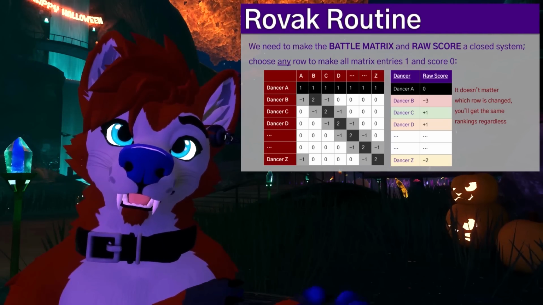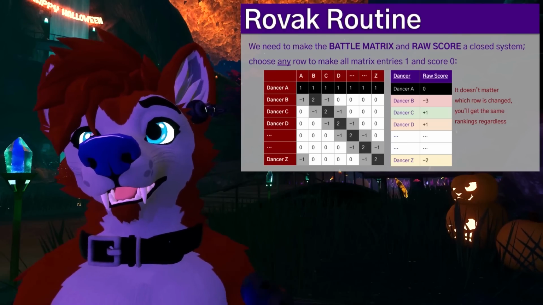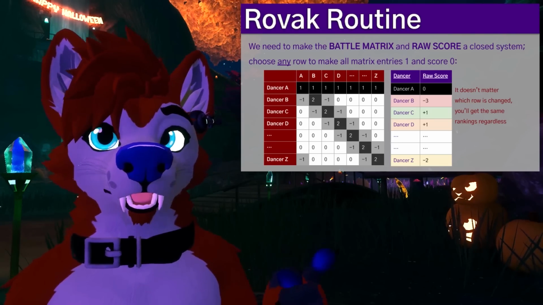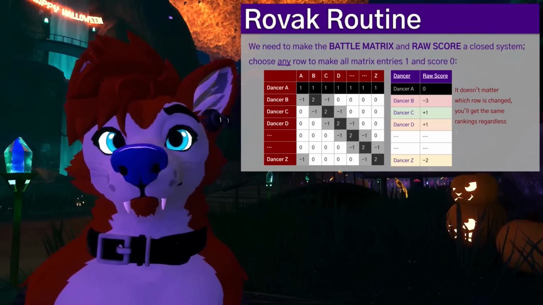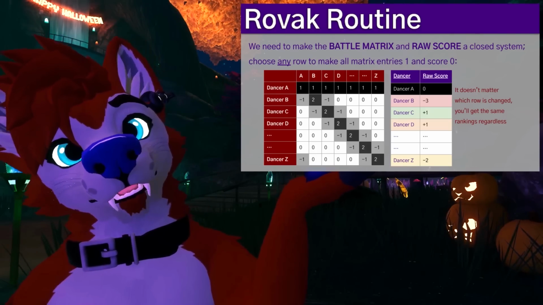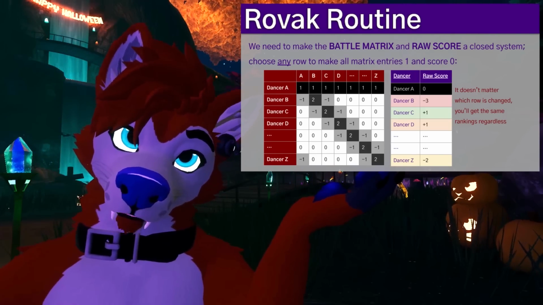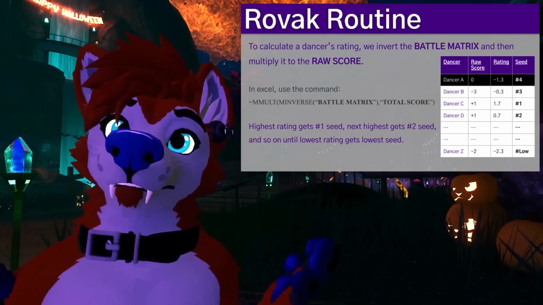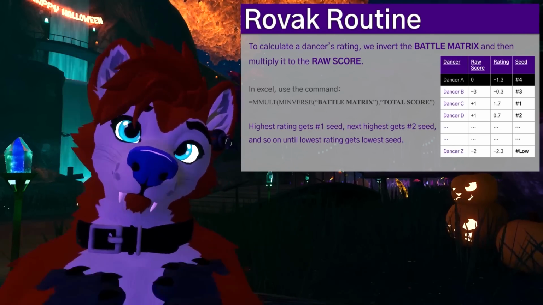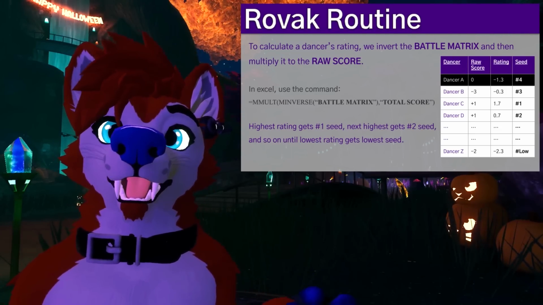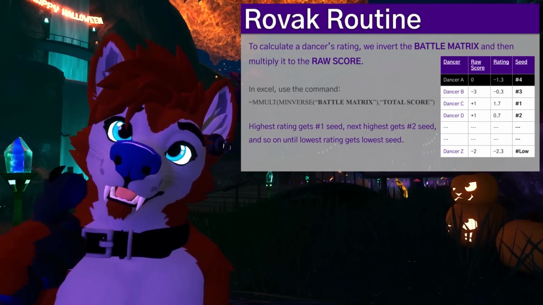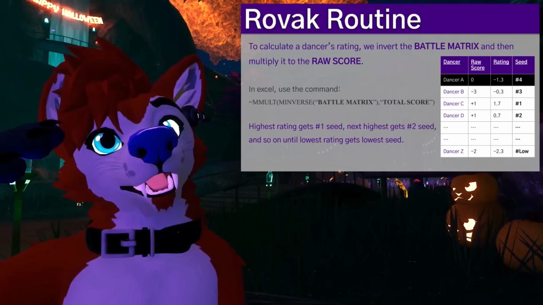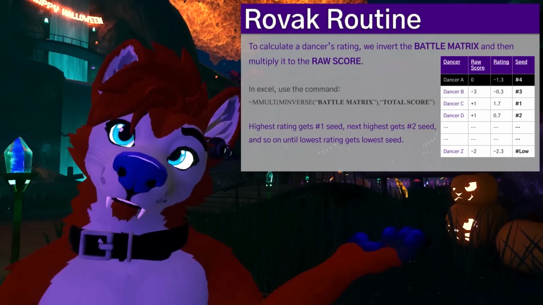This is the battle matrix that accounts for which dancers battled each other. One of the rows in the battle matrix is all changed to 1, and the corresponding entry in the raw scores column is changed to 0 in order to make this a closed system. What that means is that if one dancer gains a vote, that means some other dancer lost a vote, and vice versa. We get the dancers' ratings by inverting the battle matrix and multiplying that to the raw scores column. The big idea about the system is that it accounts for who you battled against. The votes that you get affect your ratings, as well as your opponent's votes, and your opponent's opponents' votes.